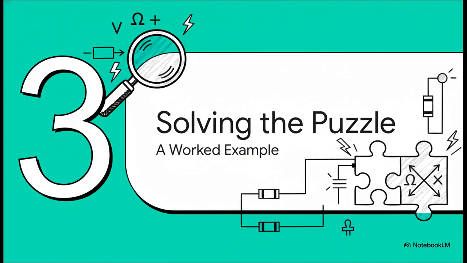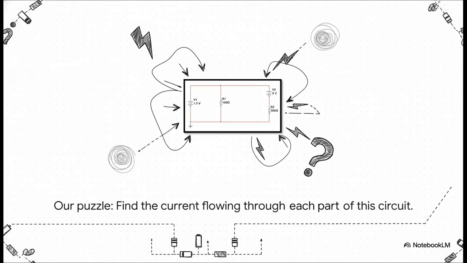Now let's put them to the test and become circuit detectives. We're about to solve a puzzle using all of these laws together. Okay, here's our target. This is a circuit with two batteries and two resistors, and as you can see, it is not a simple loop, so Ohm's law by itself just isn't going to cut it here. Our mission, should we choose to accept it, is to figure out exactly how much current is flowing through every single part of this thing.